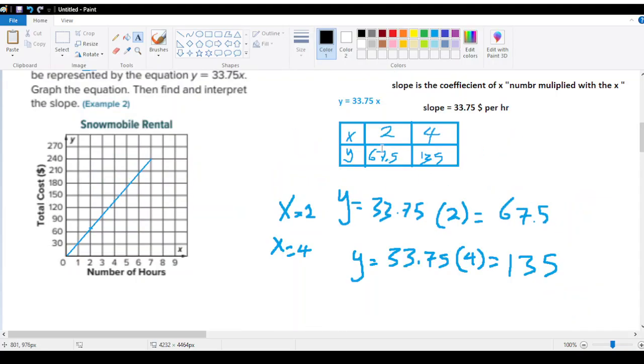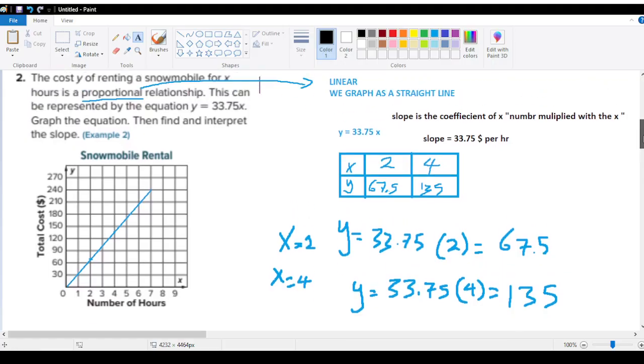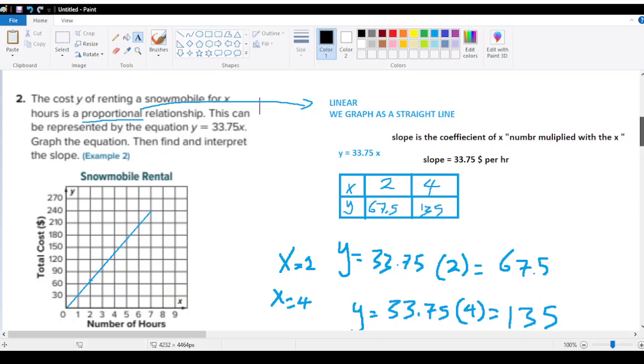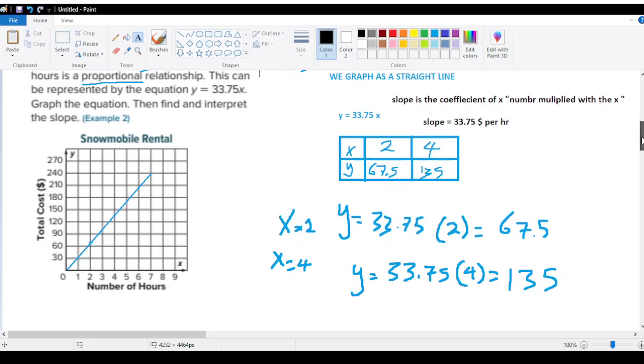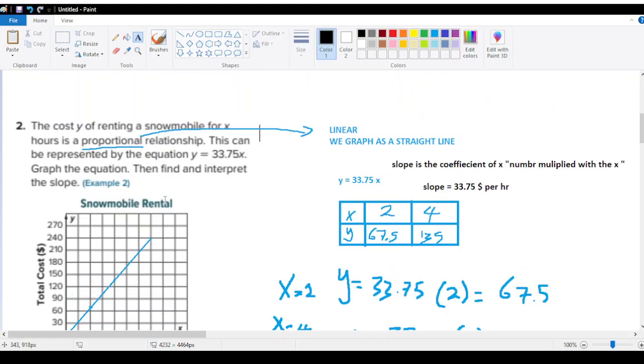After you take 2 values for x, you will find the value of y from the equation, and then you will put the points here, and then you will connect them, and then you will connect it to 0 and 0. Now we said that the slope is the number which is beside what? Beside the x. That's right. We call it the coefficient of x. So this is the meaning of the slope. We are doing $33.75 per hour.